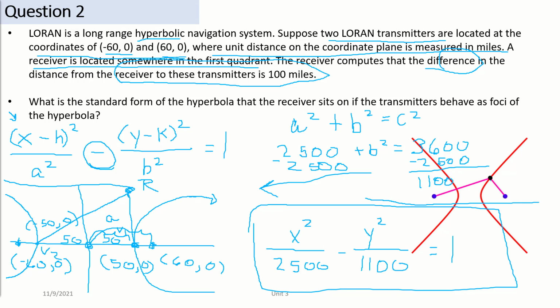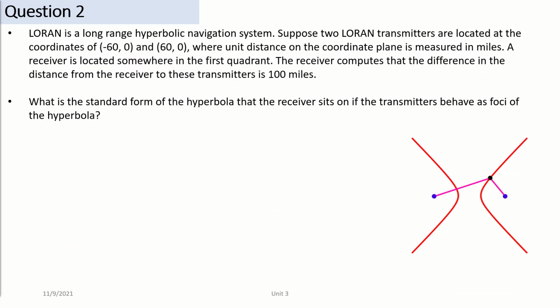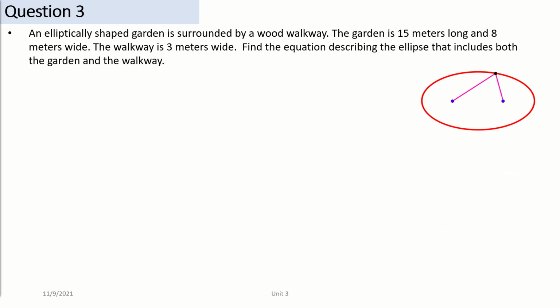All right, so that's it for number 2. Let's go on to question number 3. I had a second page just in case I needed more room to work. All right, question number 3, we have an elliptically shaped garden. It's surrounded by a wood walkway.